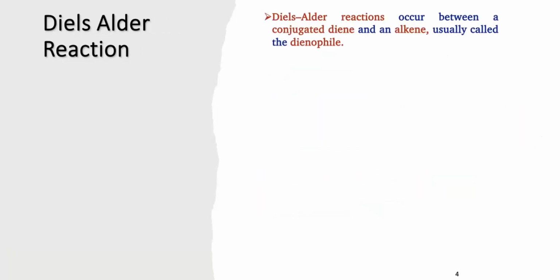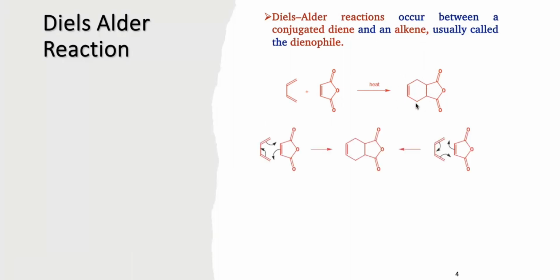Now coming towards the Diels Alder reaction, which is the topic of discussion today. Diels Alder reactions occur between a conjugated diene and an alkene. This alkene is usually known as a dienophile. As we can see here, this 1,3-butadiene is the diene and this is the dienophile in this reaction, and this diene and dienophile upon heating will undergo Diels Alder reaction and result in the formation of this new cyclohexene ring. So we can see the mechanism here.